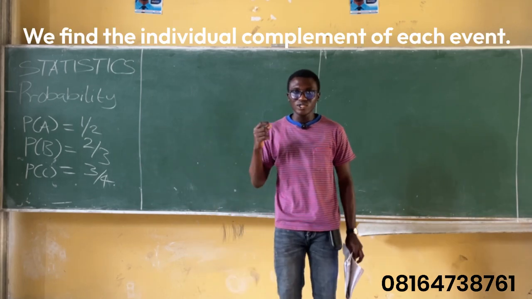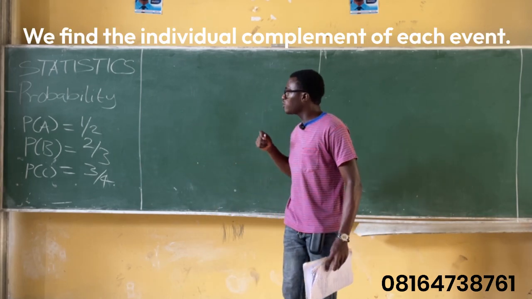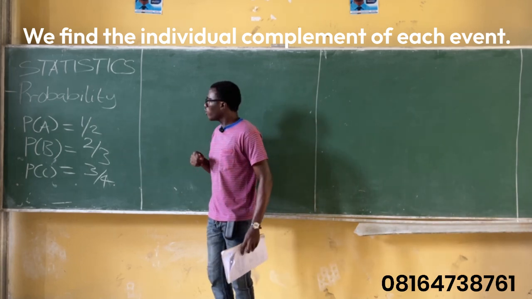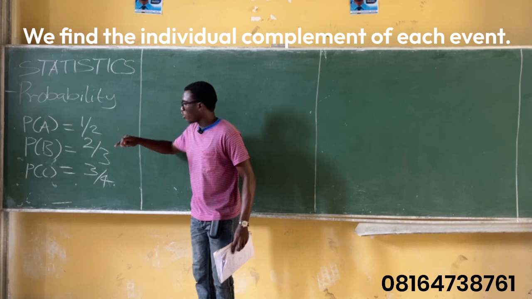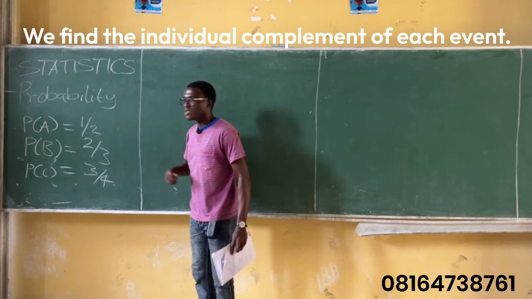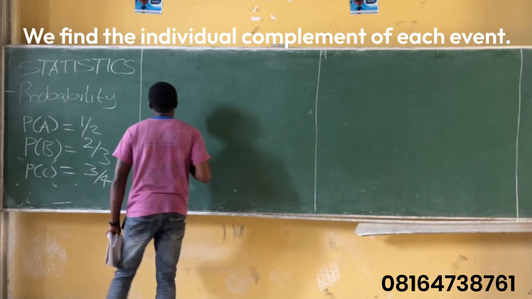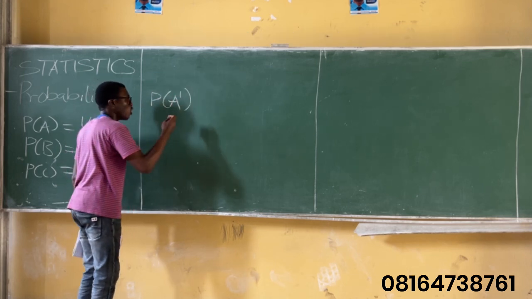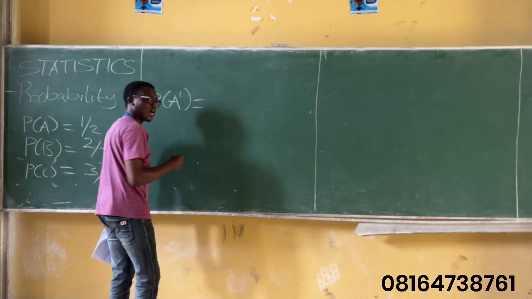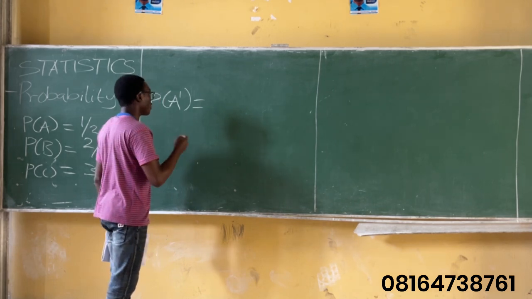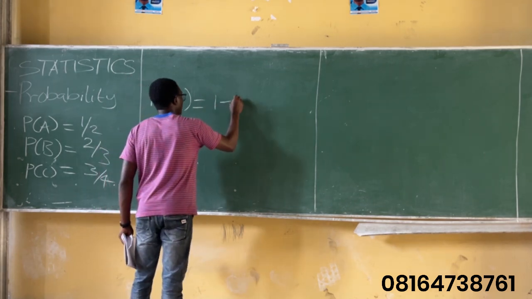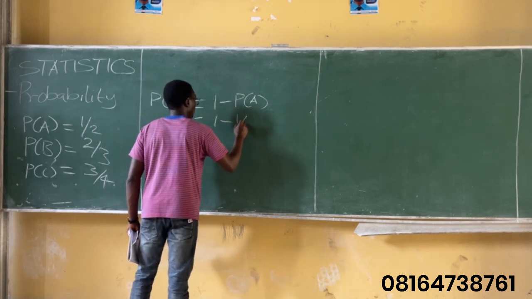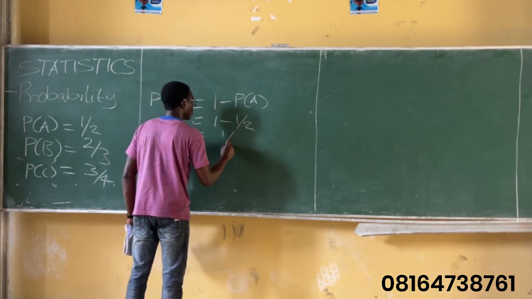Now, we're going to approach this in 3 ways. The first being to find the complement of each of these probabilities. So we're going to find the complement of A, the complement of B, and the complement of C. Diving right into that, we have that the probability of A complement or A prime is equal to, as we recall the formula for finding complement, 1 minus the probability of A. This is equal to 1 minus 1 over 2, which is equal to 1 over 2.